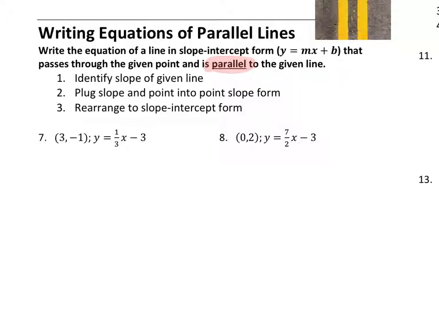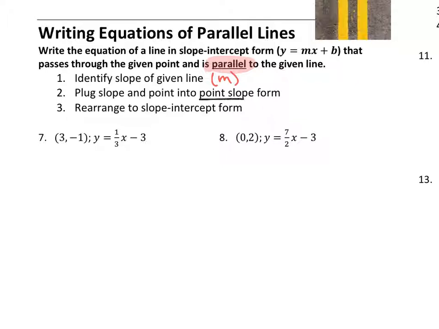We know that parallel lines have the same slope. So our first step is to simply identify the slope of the given line. I want to know what the m is that they gave me. And since it's parallel, I'm going to use the same slope that they gave me, and I'm going to plug that into point slope form.